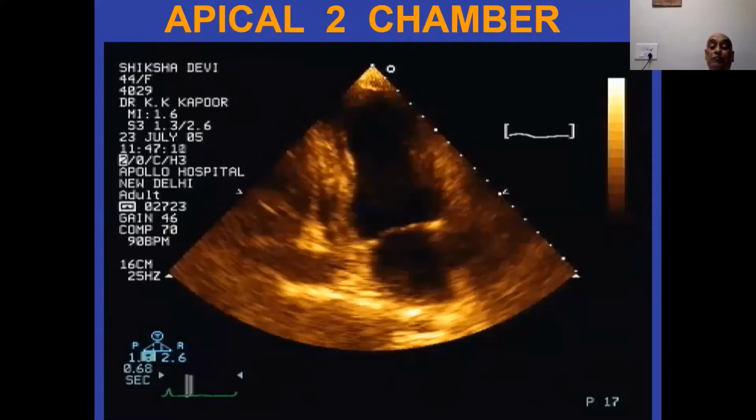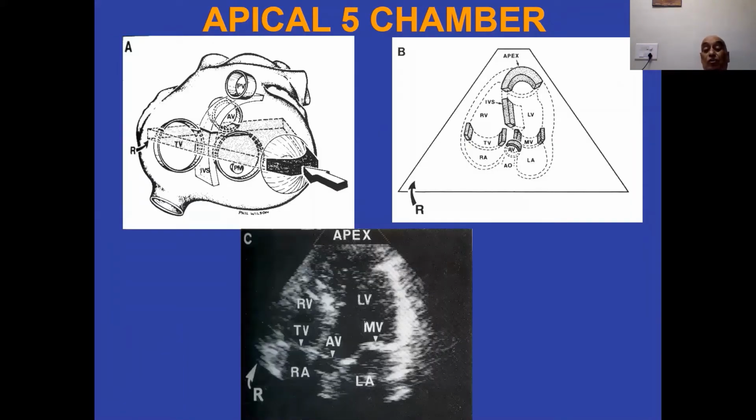Now we go on to the apical five chamber view. For the apical five chamber view, you go back to the four chamber view with the index mark at the 4 o'clock position. Now you have to move the ultrasound beam anteriorly and make it superficial. So you have to move the probe anteriorly towards you so that your beam is going to cut the aortic valve also. You can see the wedge is cutting the aortic valve, and you're opening up the fifth chamber, that is the aorta.